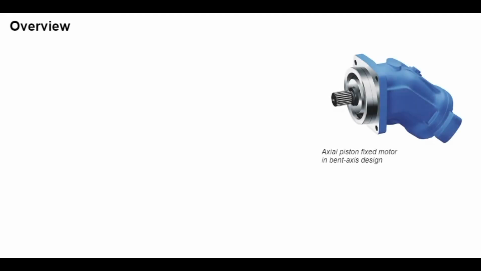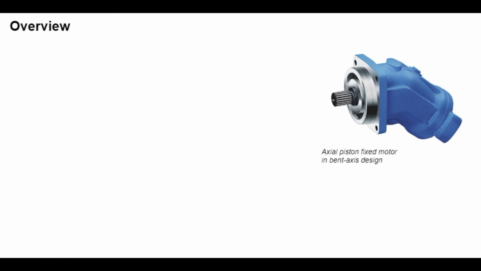Bent-axis axial piston motors come as fixed and variable motors. A typical example of a fixed motor is the Rexroth A2FM or A2FE hydraulic motor. It is used in open-circuit and closed-circuit hydrostatic drives and in mobile and stationary applications.